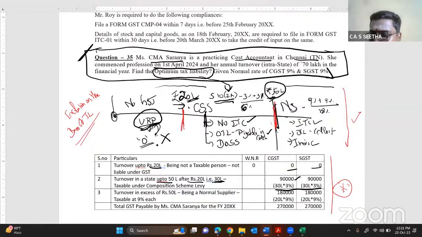And for the balance 20 lakhs, since Saranya crosses 50 lakhs, she will become a normal supplier. Rate of tax will be 9% plus 9%, totally 18%. She can take ITC, she can collect output tax, and she has to issue a tax invoice, whereas earlier she had to issue only a bill of supply. Everybody, my dear. So, assuming no ITC here, 20 lakhs into 9% and 9% is 3.6 lakhs. And this will be the total GST payable by Saranya for the year. Guys, how do you find this question?